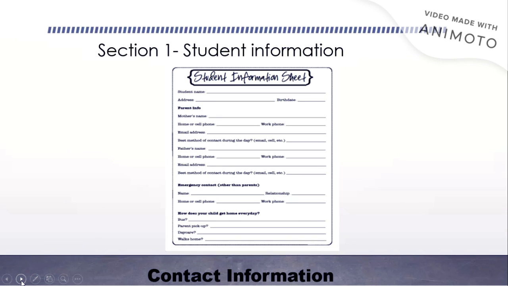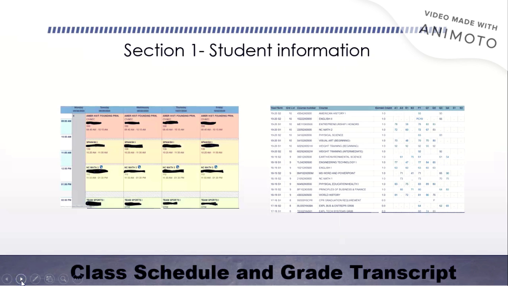Section 1, Student Information. Begin with any contact information that you can find for your student. This information may be located in PowerSchool, in ECATS, and in the student's cumulative record. You will also need a copy of your student's class schedule and grade transcript. This information is located in PowerSchool, and you may need to reach out to your guidance counselor for assistance.